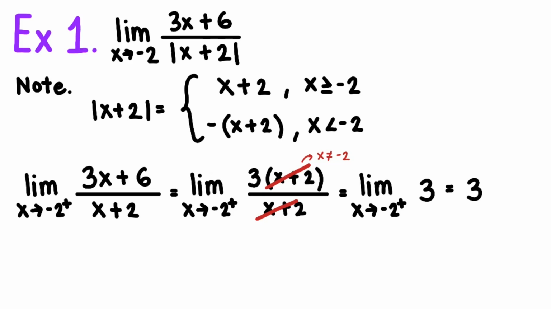So take note here that we applied factoring, since if we immediately plugged in negative 2 out here, we'll actually have 0 over 0. So if you don't know how to apply factoring in evaluating limits, I'll probably link that one around in this video.